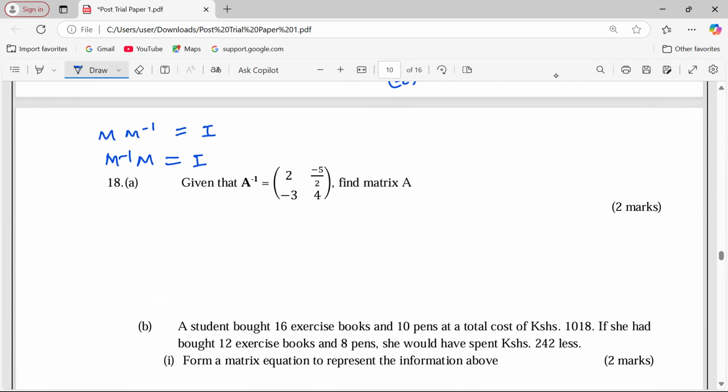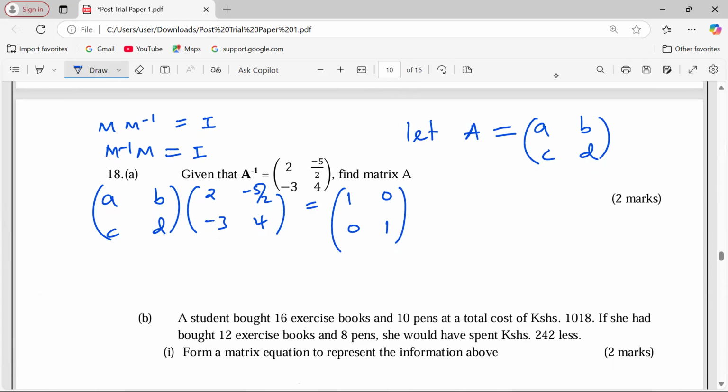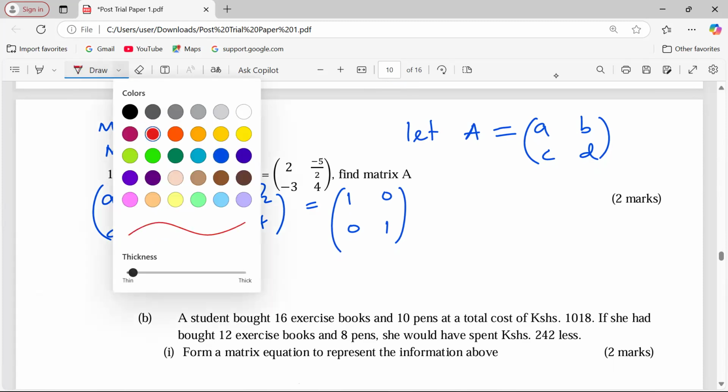Therefore, we let the unknown matrix A be A, B, C, D. Then we say this matrix A, B, C, D multiplied by its own inverse, we're supposed to get the identity matrix, a matrix with 1 in the leading diagonal and zeros elsewhere. That way. So let's find now the unknown.